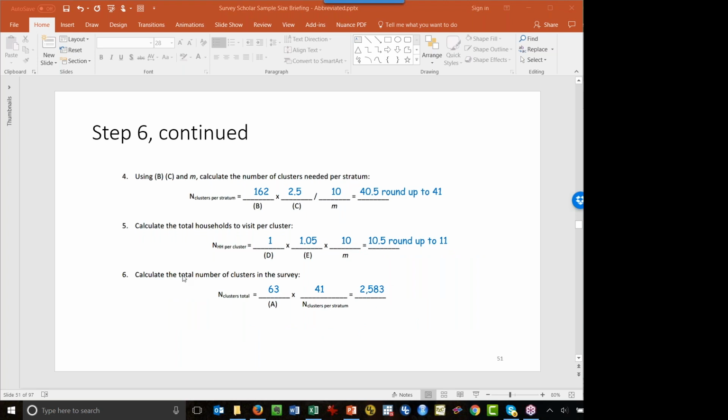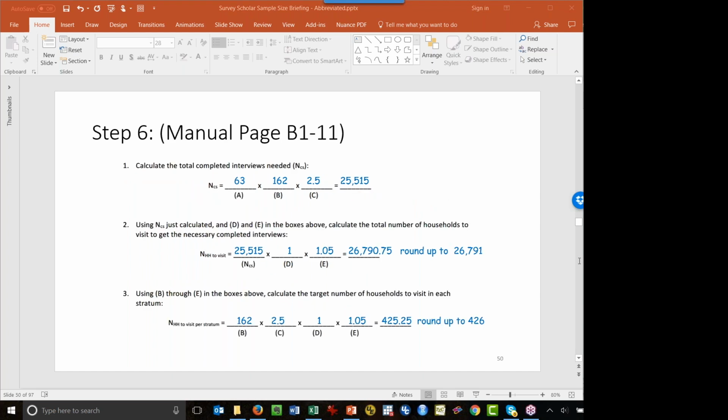How many clusters will I need to go to? This is an important number for costing purposes. How many households will I need to visit in each cluster? This is an important number for workload planning. How big do the teams need to be? And so on.